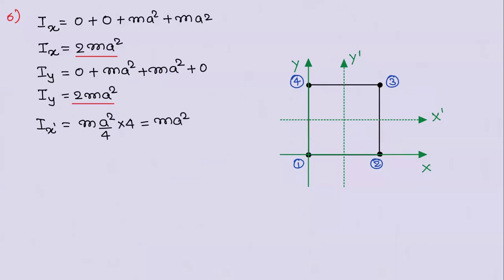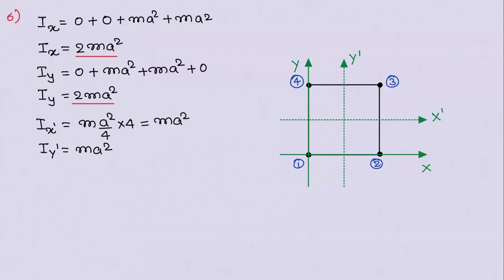Each and every particle is at a distance of A by 2 only, na? Once you get it, Iy dash is also the same, right? Iy dash is also ma square, because the mass is distributed the same way, right? So that's the thing you need to understand. If you want, you can further continue with this question.